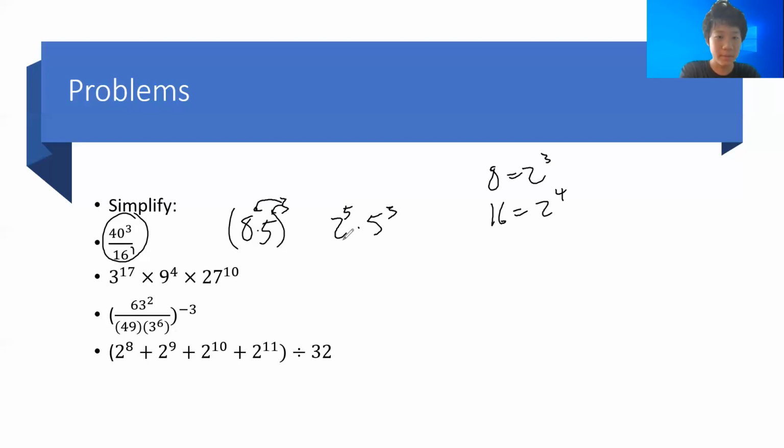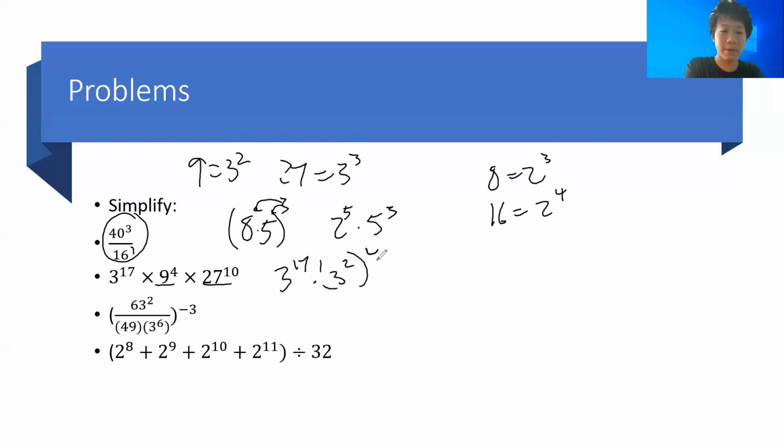Okay? So now for the next one, same thing. We have to get them to the same base before we can do any exponent operations on them. So how to get them to the same base? Well, 9 is a power of 3. 27 is also a power of 3. So let's replace those. 9 is equal to 3 to the power of 2. 27 is 3 to the power of 3. So we're going to have 3 to the 17 times 3 to the squared to the 4th power, because we're replacing the 9 in there with 3 squared. And this is multiplying by 3 to the 3rd to the 10th power.